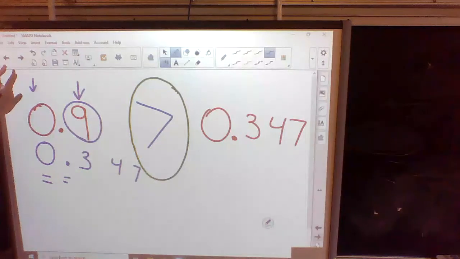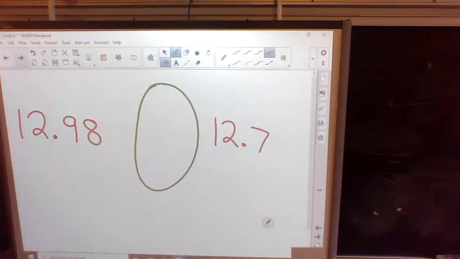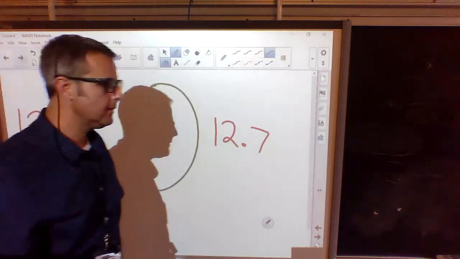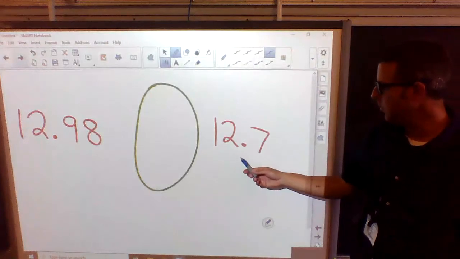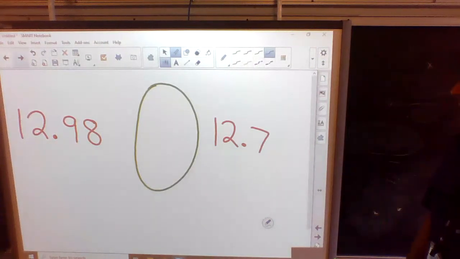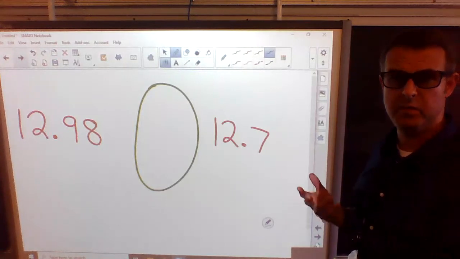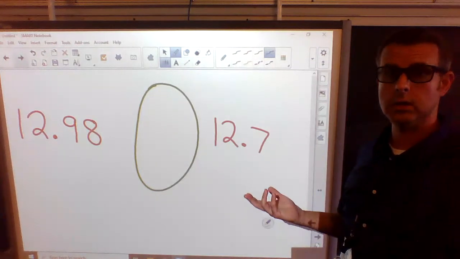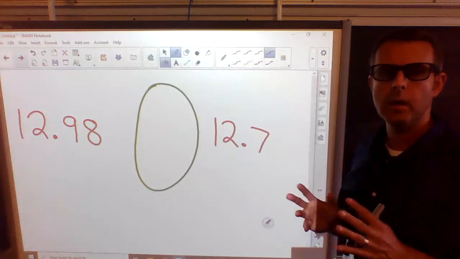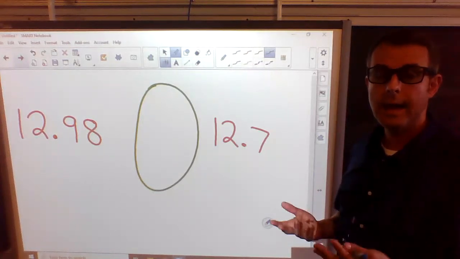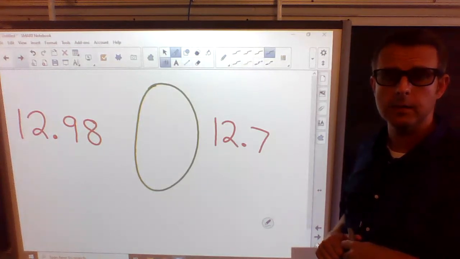So let's look at the next example. Please write this down. We are going to compare 12 and 98 hundredths, 12.98, to 12 and 7/10, 12.7. So again, some of you all know the answer. Some of you think you know the answer. Some of you have no clue which one's the answer. It doesn't matter where you fall on this spectrum. I can show you pretty easily which one's bigger.